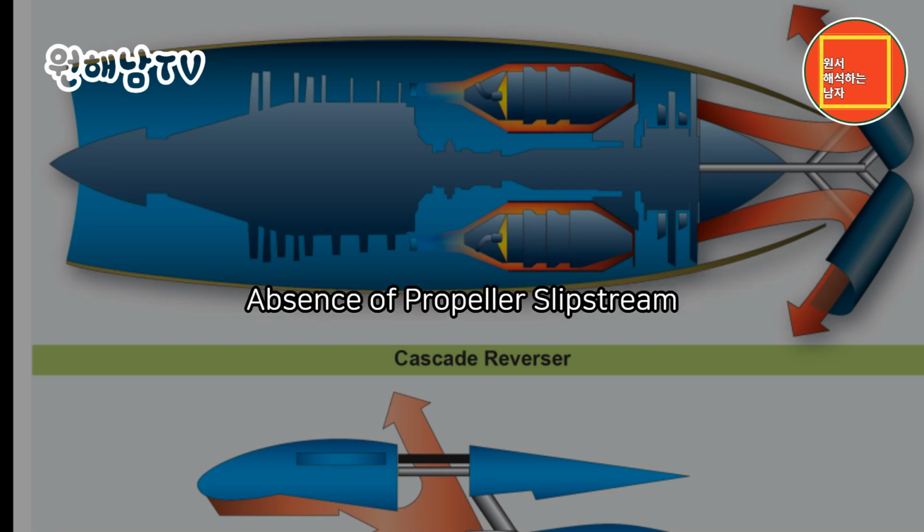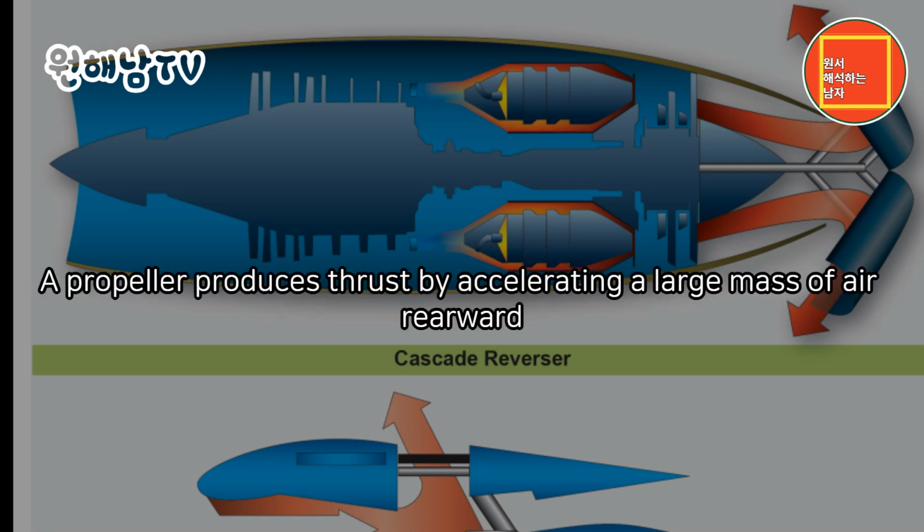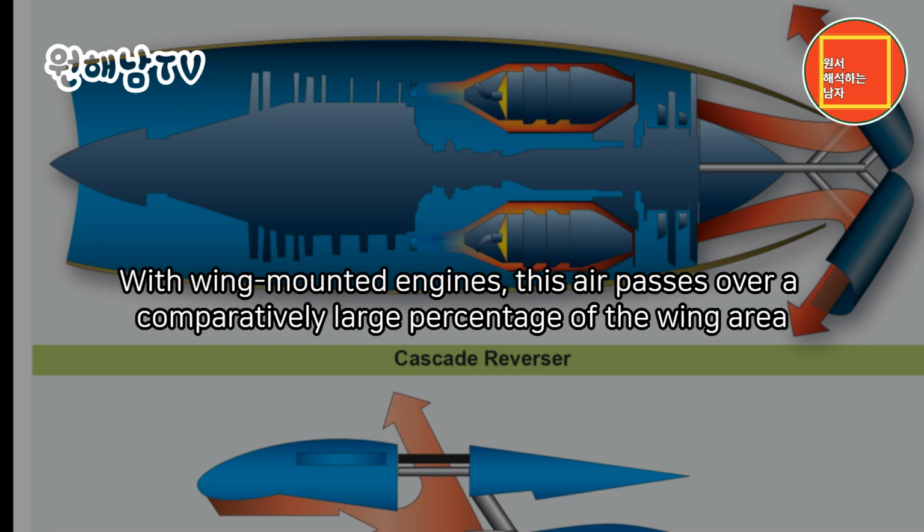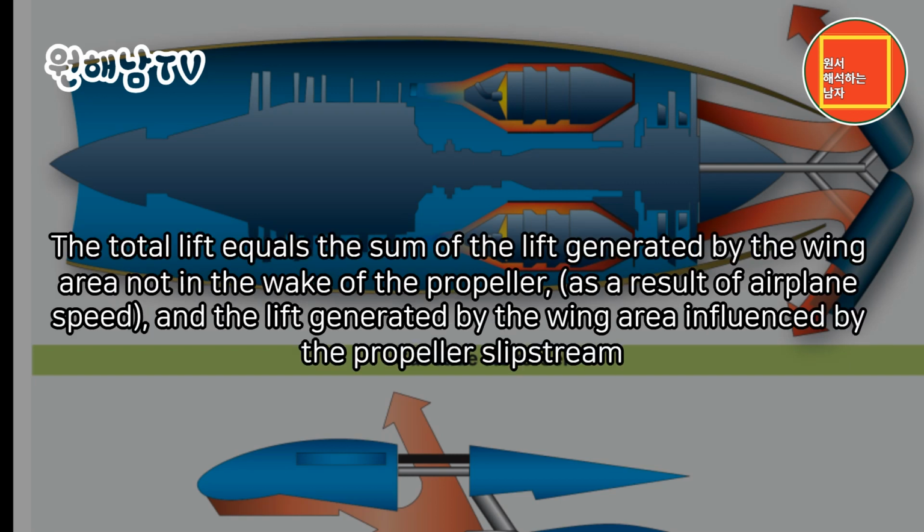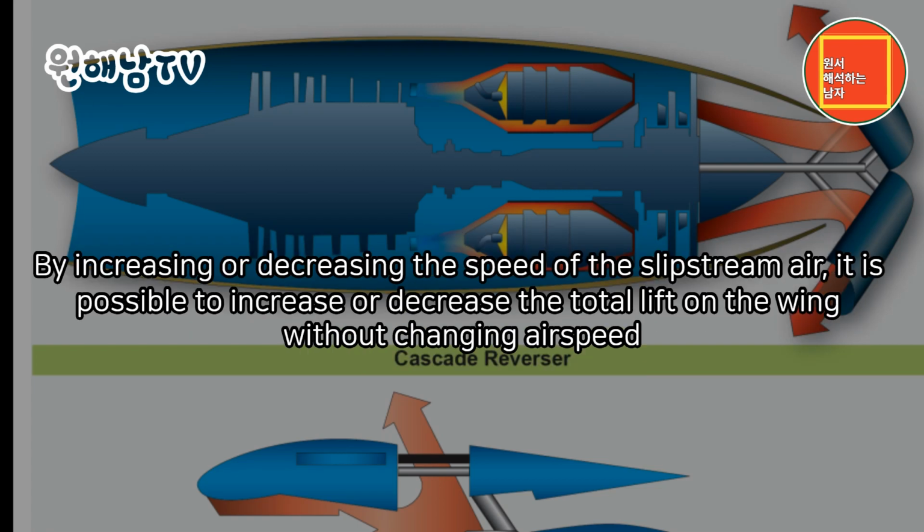Absence of propeller slipstream. A propeller produces thrust by accelerating a large mass of air rearward. With wing-mounted engines, this air passes over a comparatively large percentage of the wing area. The total lift equals the sum of the lift generated by the wing area not in the wake of the propeller, as a result of airplane speed, and the lift generated by the wing area influenced by the propeller slipstream. By increasing or decreasing the speed of the slipstream air, it is possible to increase or decrease the total lift on the wing without changing airspeed.